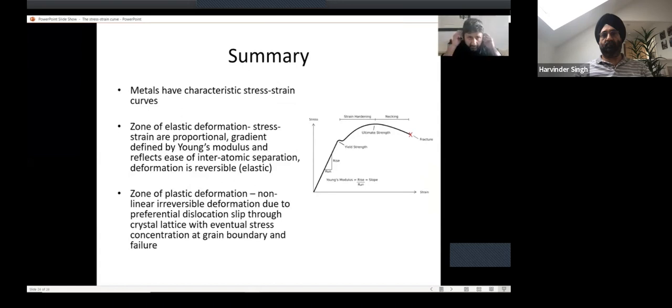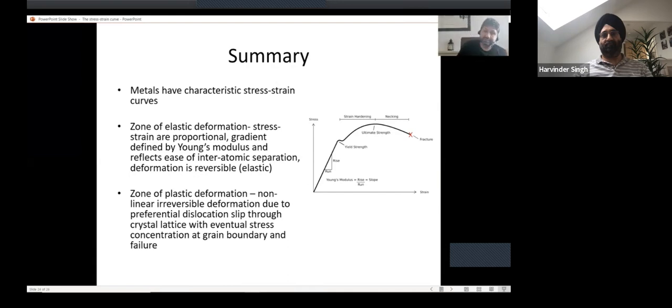So in summary, what we've seen is that metals have characteristic stress strain curves. Essentially, we're looking at two zones: a zone of elastic deformation where stress and strain are proportional, and the gradient is defined by Young's modulus, which is the resistance to interatomic separation for that type of atom. In this zone, the deformation is reversible.